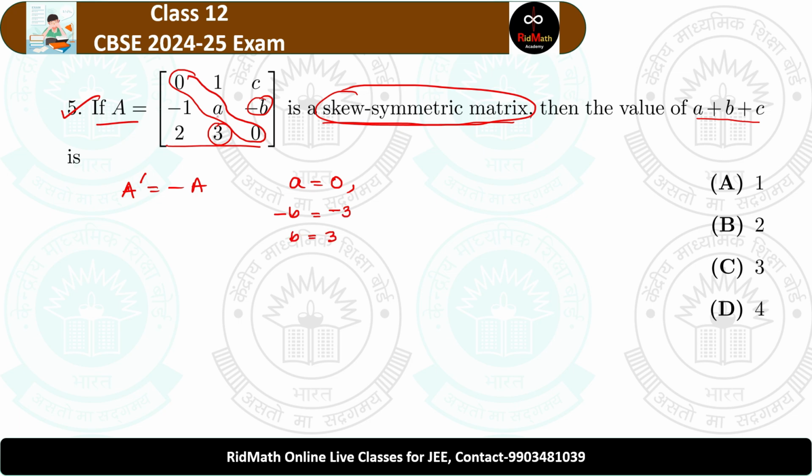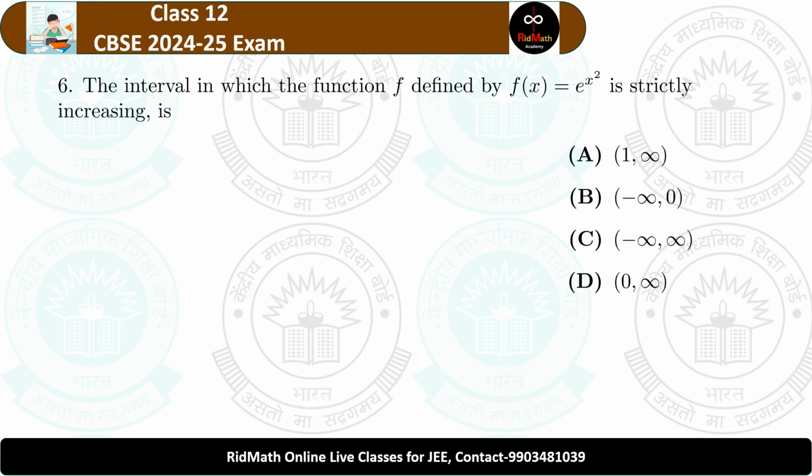And C is equal to minus 2, because here it is 2. That means here should be minus 2. That means C is minus 2. So A plus B plus C is equal to 0 plus 3 minus 2, that is 1. So option number A is correct. Next problem.